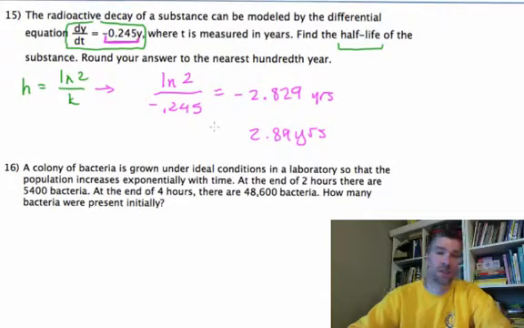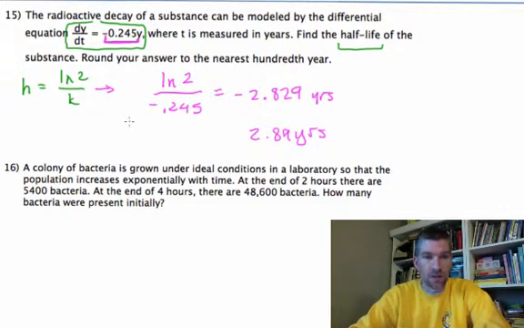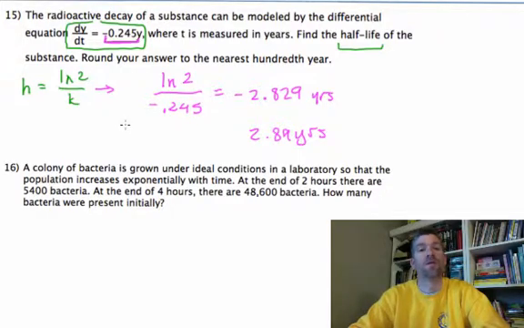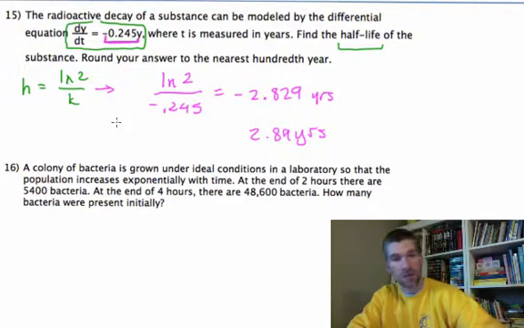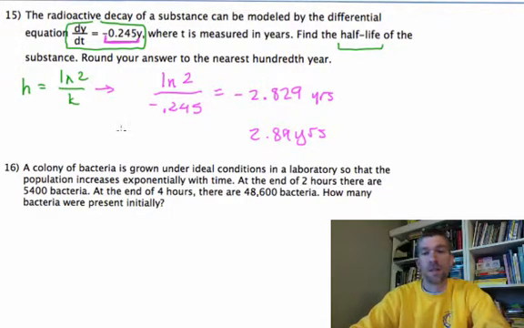All right, kiddos, question 16. We got a colony of bacteria grown under ideal conditions in a lab so that the population increases exponentially with time. At the end of 2 hours, there are 5,400 bacteria. At the end of 4 hours, there are 48,600 bacteria. How many bacteria were present initially?